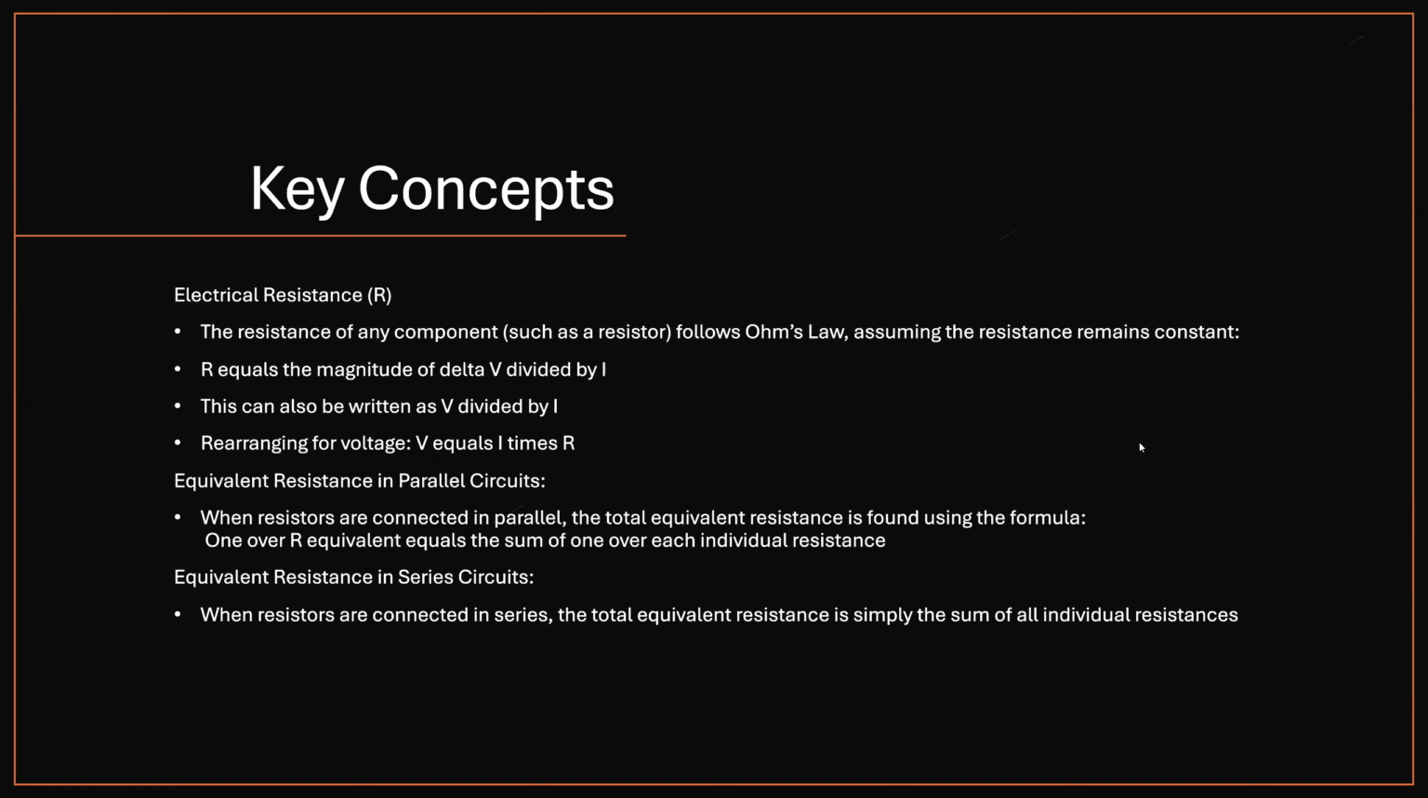Electrical resistance R. The equation usually is R equals V divided by I, the resistance of any component, following Ohm's law, assuming the resistance remains constant. Equivalent resistance in parallel circuits: whenever resistors are connected in parallel, the total equivalent resistance is found using the formula 1 over R equivalent equals the sum of 1 over each resistance.